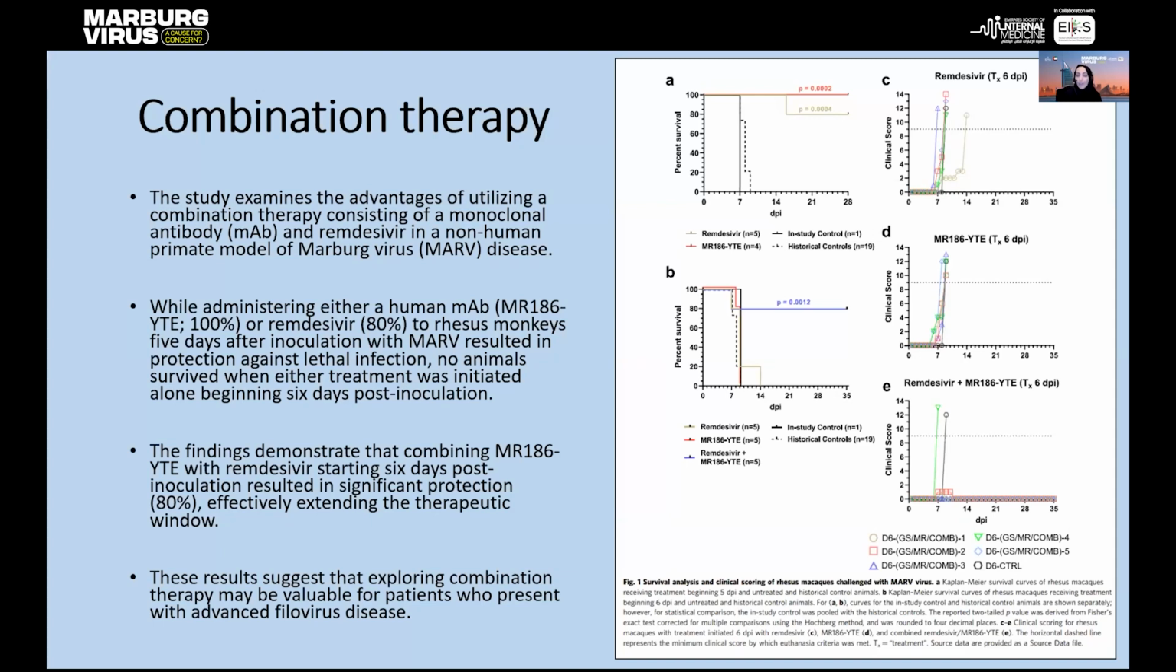And as you've seen earlier, it is in phases. So we might miss the patients in the first 5 days, especially as most of those patients might present like any other viral diseases. In this study, which is still in animals, the finding demonstrates that combining monoclonal antibodies and remdesivir starting 6 days post-inoculation resulted in significant protection, about 80% effectively. So this extends the therapeutic window. Instead of limiting it to 5 days, even after 5 days, if you give combination, you can save 80%, but again, this is animal studies.